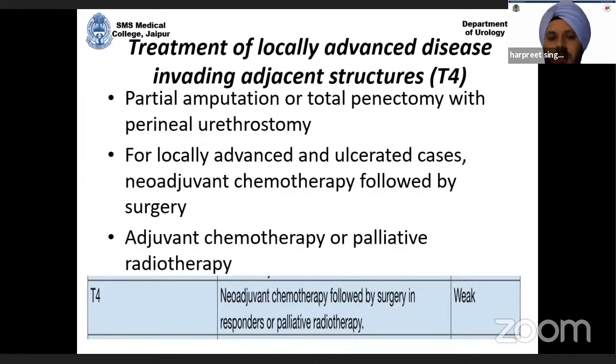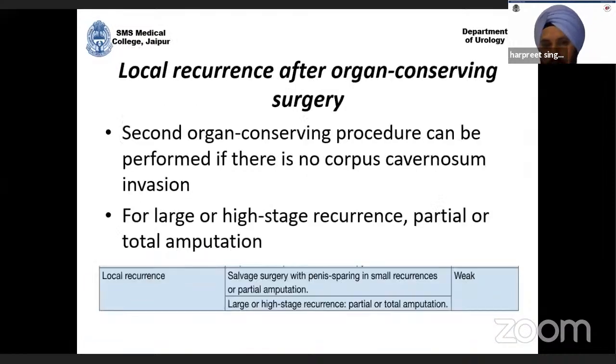For the ulcerative lesions, neoadjuvant chemotherapy followed by surgery is recommended. Other options are adjuvant chemotherapy or palliative radiotherapy. So the EAU recommends neoadjuvant chemotherapy followed by surgery in the responder. It is weakly recommended. Now, the management of local recurrence after organ conserving surgery.